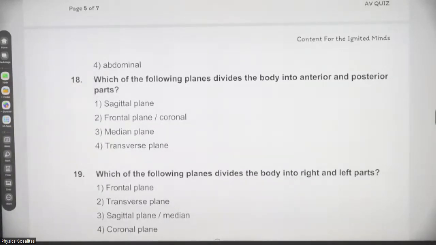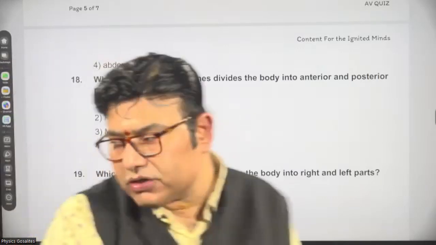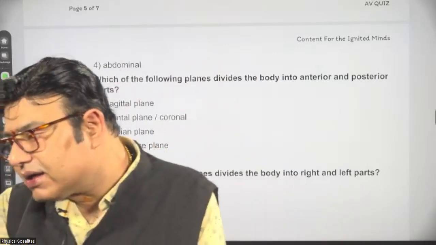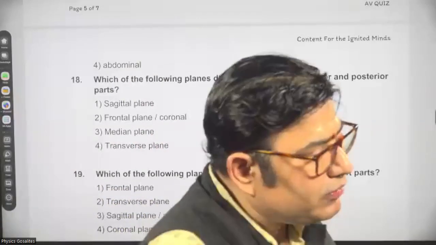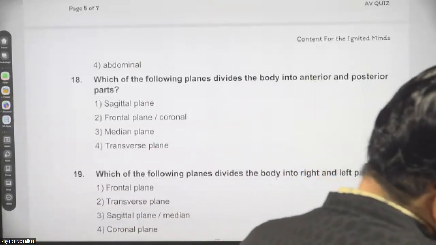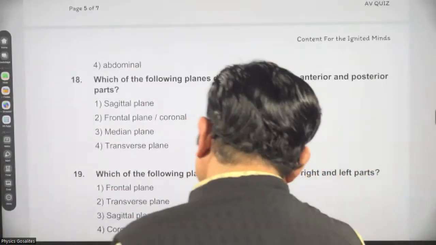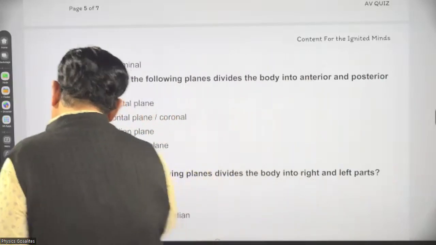Just write 1, 2, 3, 4. Please write only 1, 2, 3, 4 as the answer, because then you will be very fast and many of you can answer now. Yes, the correct answer is 2. The correct answer is 2, children.